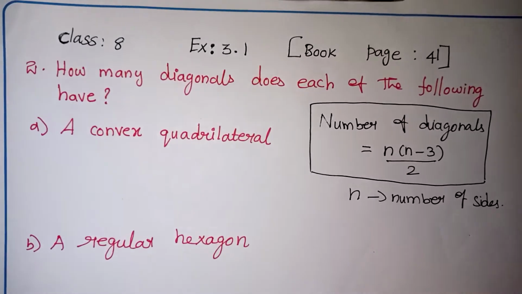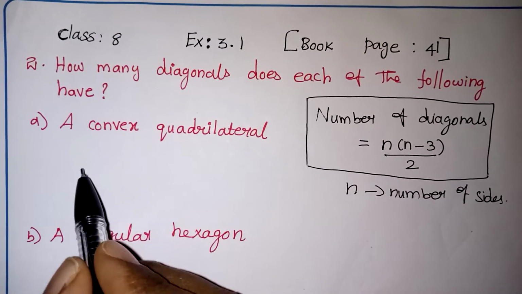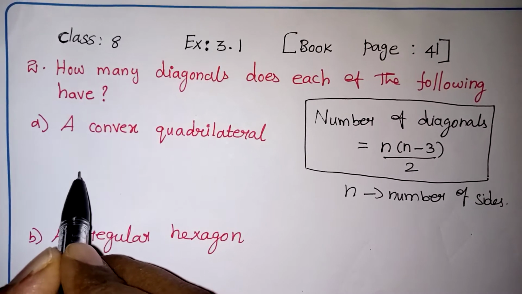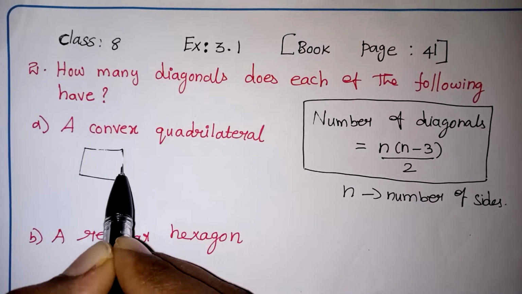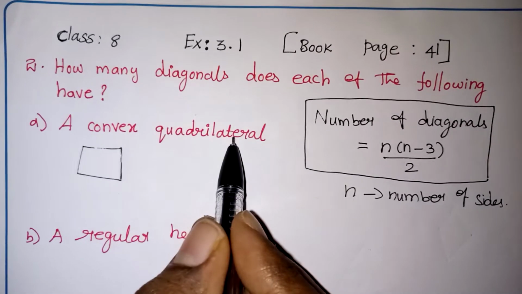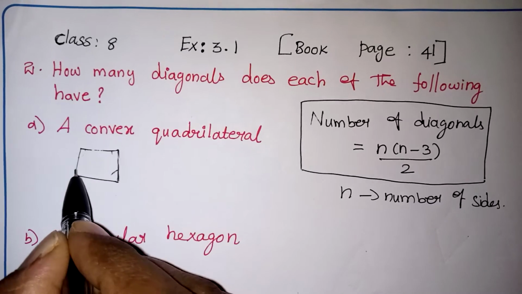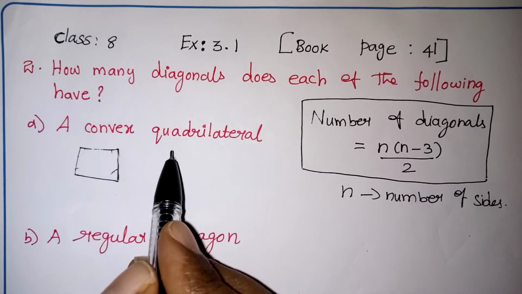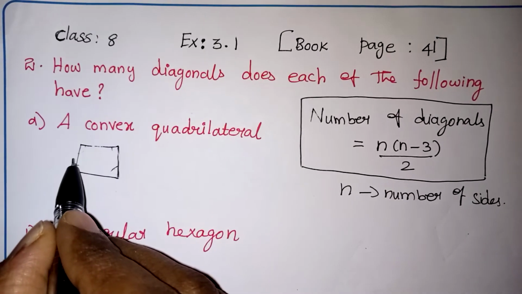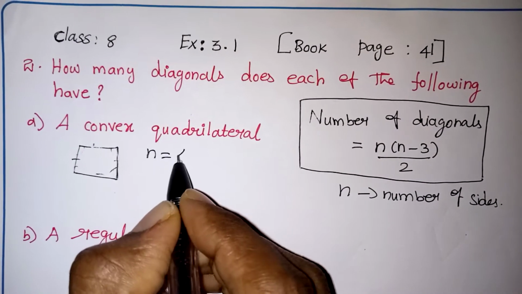So here the first question, convex quadrilateral. Convex means all the angles are less than 180 degrees. Quadrilateral means a four-sided figure. So I am taking a four-sided figure. For this diagram, how many diagonals will it have? That is our question. So how many sides are there? 1, 2, 3, 4. So the number of sides n is equal to 4.